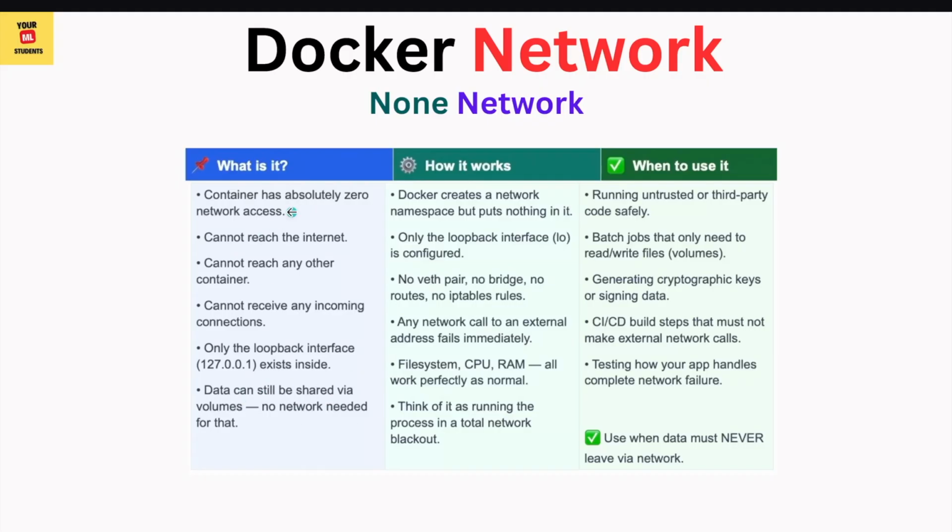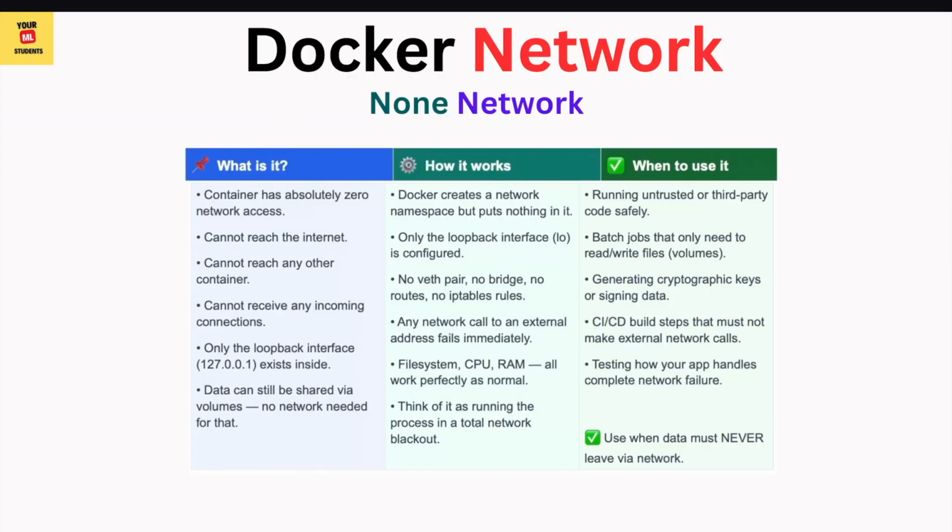So when you do not want any network access, because by default it has the bridge network, but you do not want to give it any kind of access, just use the none network. How does it work? Simple. Docker creates a network namespace but puts nothing in it. Only the loopback interface is configured. No veth pair, no bridge, no routes, nothing. Any network call to an external address fails immediately. No one can access it. But the file system, CPU, and RAM all work perfectly fine as normal, because it is a container. It will have its own file system, own CPU, own RAM. Those will work, no problem.